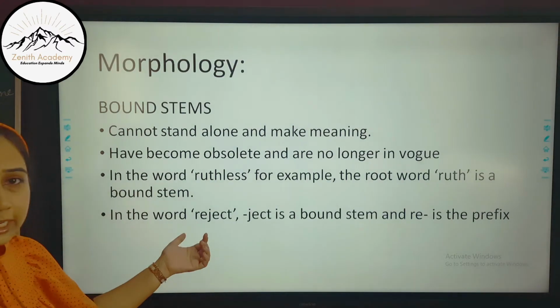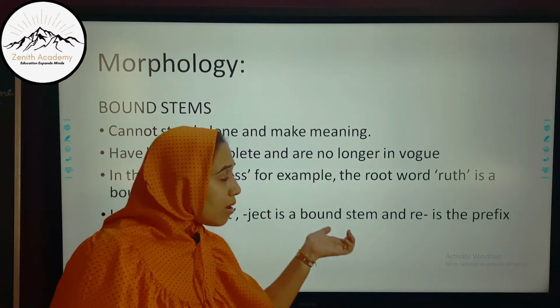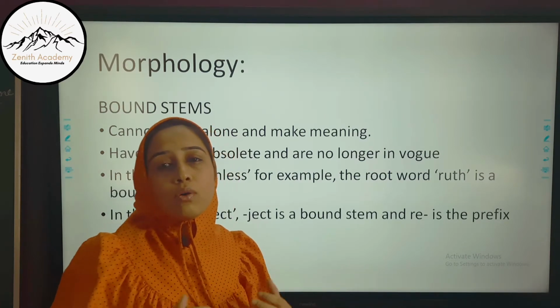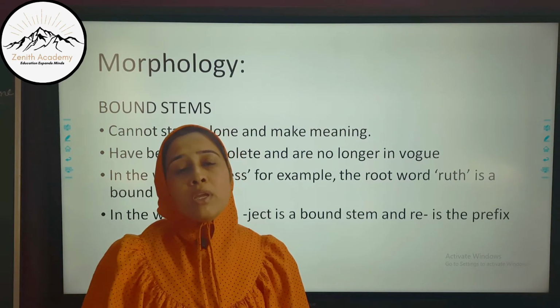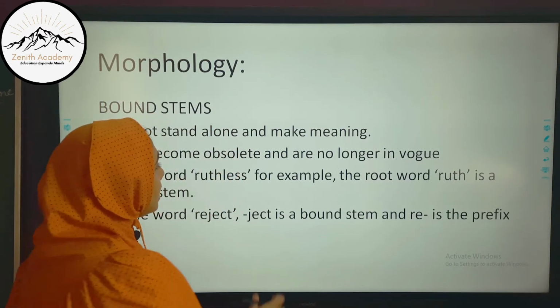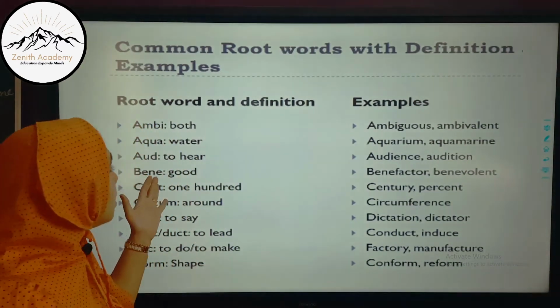In the word reject, re is the prefix added to the word ject, but ject is a bound stem word because the word ject alone does not make any meaning and it cannot be used individually. Let's move ahead and see some common root words with their definitions.